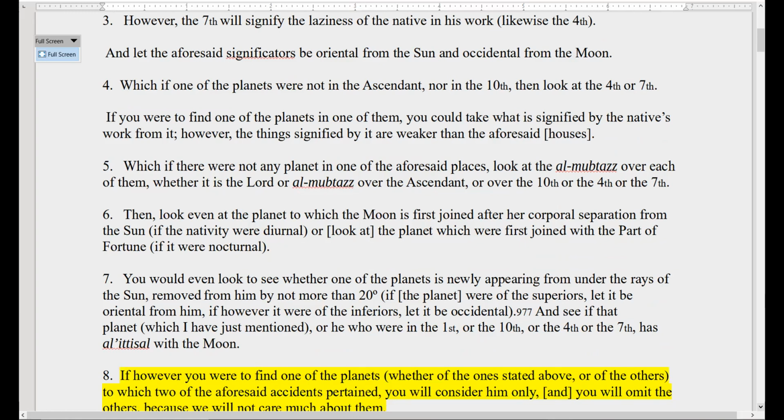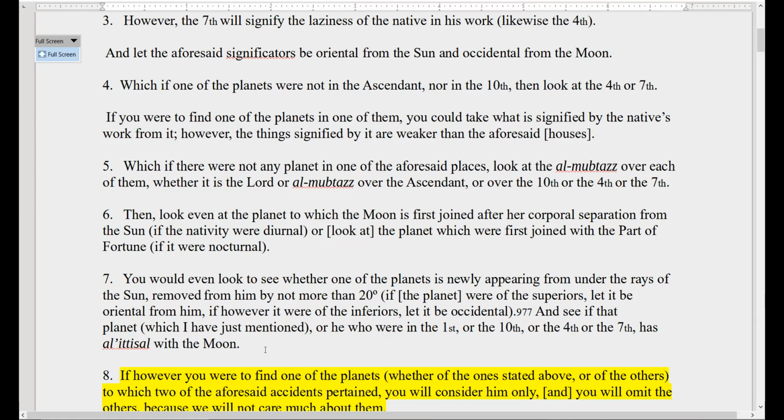So this is a section that in our class, we didn't really look at. We looked at number 7, right? That was when we saw the Leontine Price chart. You would even look to see whether one of the planets is newly appearing from under the rays of the sun, removed from him by not more than 20 degrees, and see if that planet is with the 1st, 10th, 4th, or 7th, or with the moon, right? And also in this particular chart, the Leontine Price chart, it was Venus. Venus was ruler of the 4th. She was just 20 degrees away from the sun, coming out from under the rays, and the moon was applying to her.